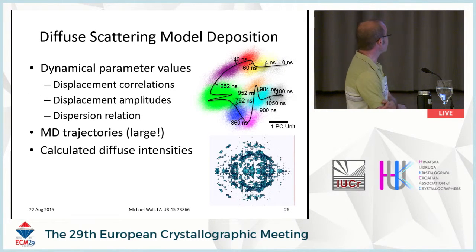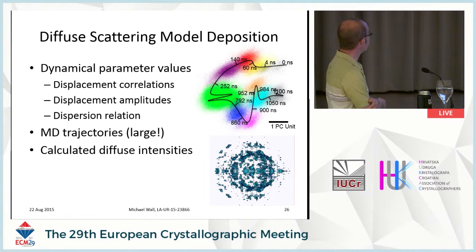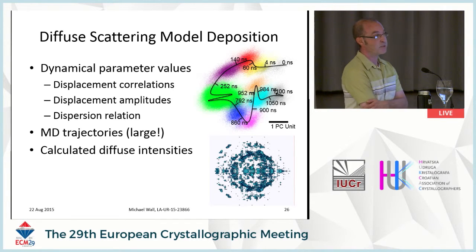And then model deposition: I think the biggest challenge here might be that these MD trajectories can become very large, anywhere from 30 gigabytes to terabytes, depending on how much information you hold on to. I don't think it's known precisely how much you need to reproduce these calculations of diffuse intensities. If that's not feasible, you can at least have the calculated diffuse intensities available, which are the precise model that ultimately you're comparing to the data. I think that this is something that needs a lot of thought as well.